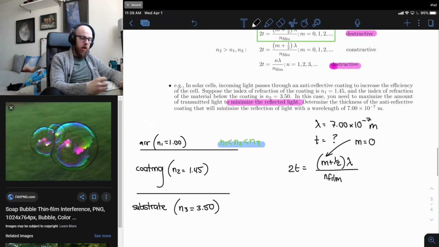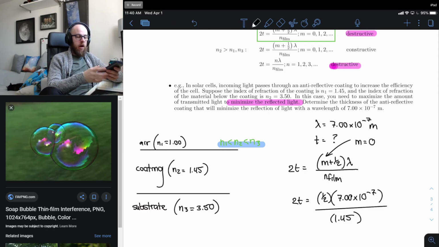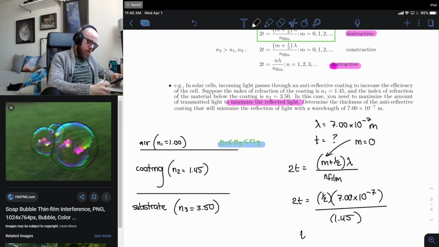And then we can do the same thing, just plug in and solve, right? So 2t is equal to 1/2 lambda, so our wavelength, over n film, which is 1.45. Okay, and I can calculate my t value. So let's see what we get. I get a thickness value of 1. How many sig figs? 3 sig figs. So 1.21 times 10 to the negative 7 meters.